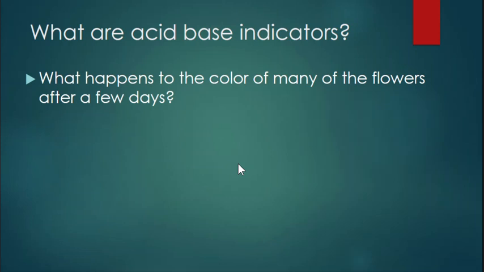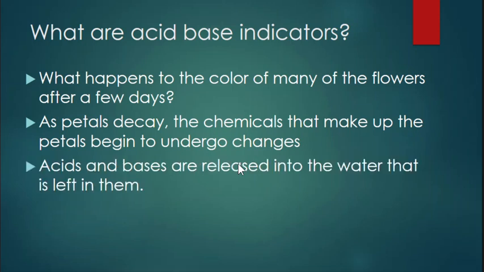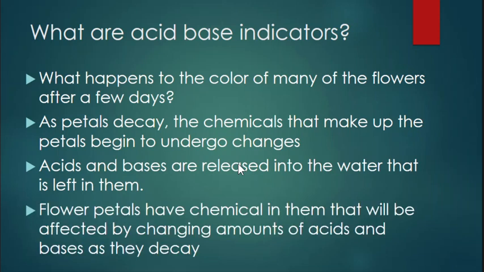So, what happens to the color of many of the flowers after a few days? As the petals decay, the chemicals that make up all those beautiful colors begin to undergo changes. Acids and bases are released into the water where they are sitting. It changes the acid and base balance. The flower petals have chemicals in them that will be affected by the changing amounts of acids and bases. That is why they change colors.